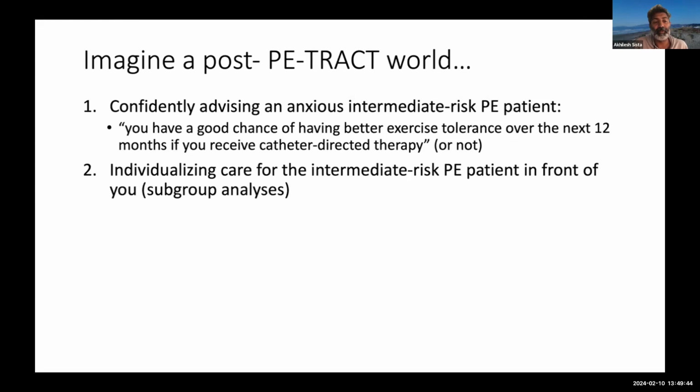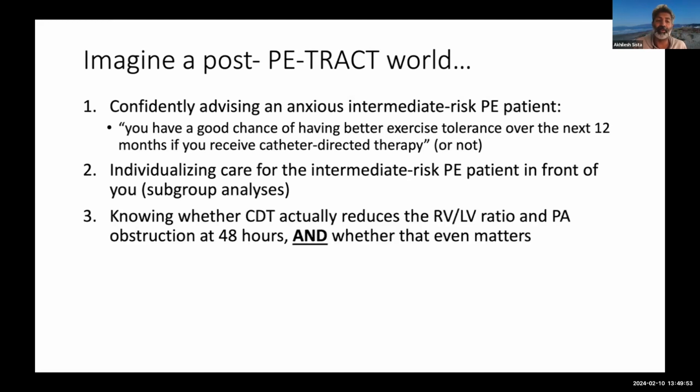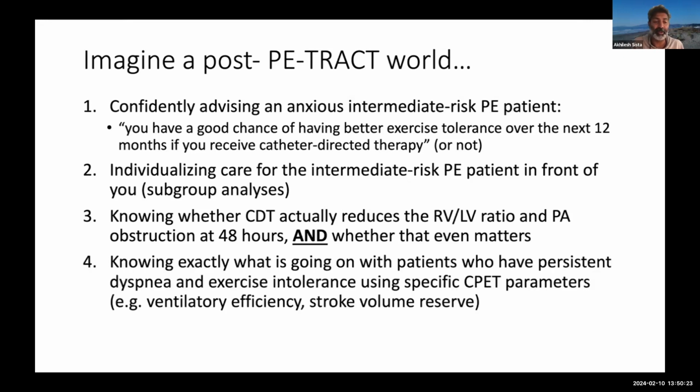The second is that we can, through subgroup analyses, start to get signals about which intermediate risk PE patients would benefit or not benefit from catheter-directed therapy. Alluded to this earlier, but the RV to LV ratio and PA obstruction at 48 hours. A lot has been made about this in the single-arm IDE trials for the FDA, but we don't know how heparin does with these measures. And also, we've never had the opportunity to correlate that with these medium to long-term clinical outcomes. So whether the reduction in RV to LV ratio or PA obstruction actually matters will be assessed in the trial.